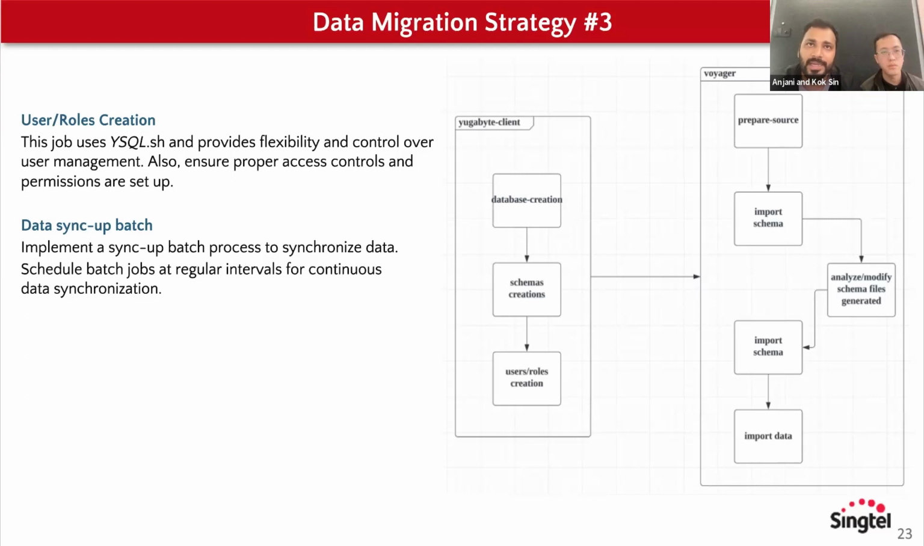Once the Yugabyte client has completed its pipeline, we run the Voyager migration pipeline, where, as we have earlier seen, it prepares the data source, imports the schema, and analyzes or modifies the generated schema files. Again, we can do the import schema again, because once the analysis or modifications are completed, we need to de-import it using a different set of flags, and then import the data with the tables list.